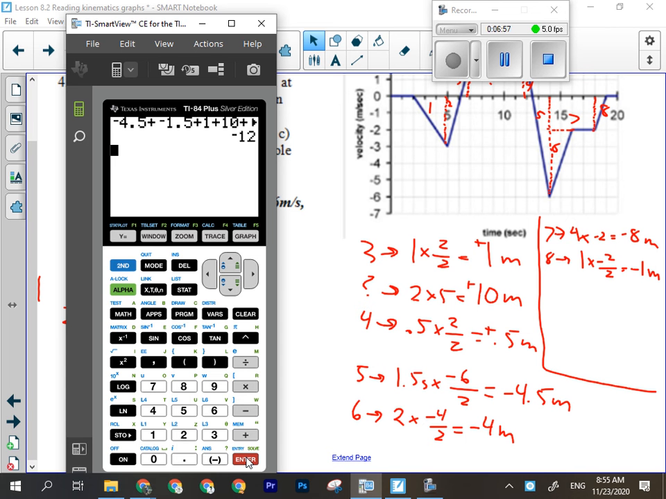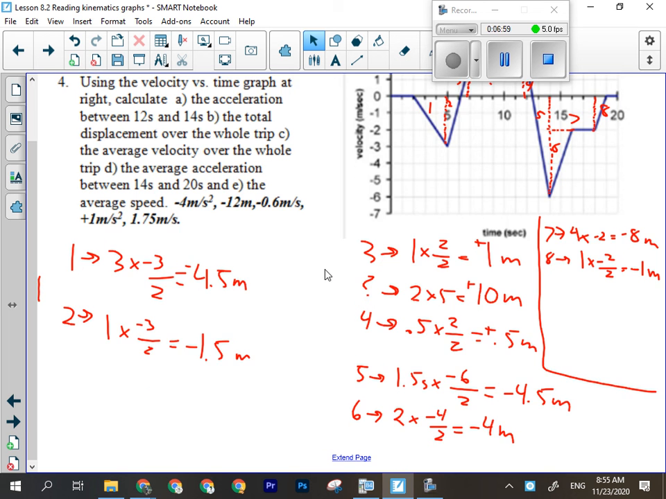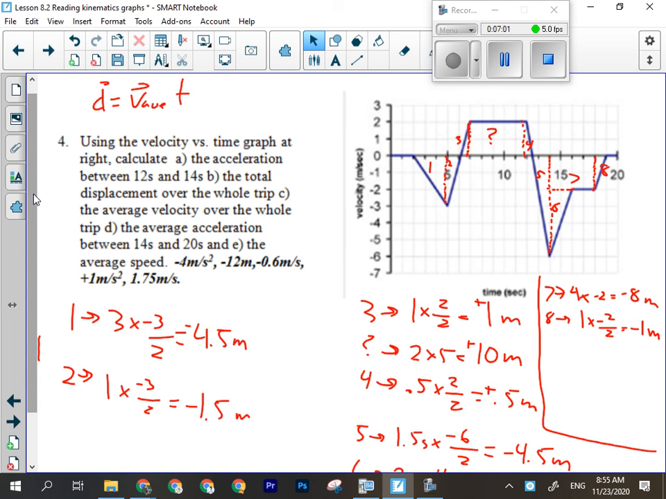And that makes sense. If we look at this graph, the object spends a lot more of that trip going backwards than it does going forwards. We've only got this small section of the graph here where the object actually has a positive velocity. That means it's moving in a forward direction. The rest of the graph, these triangles and whatever else, they're all going backwards. So it would make more sense that the object's displacement would be negative. It spent more time going backwards than it did going forwards.